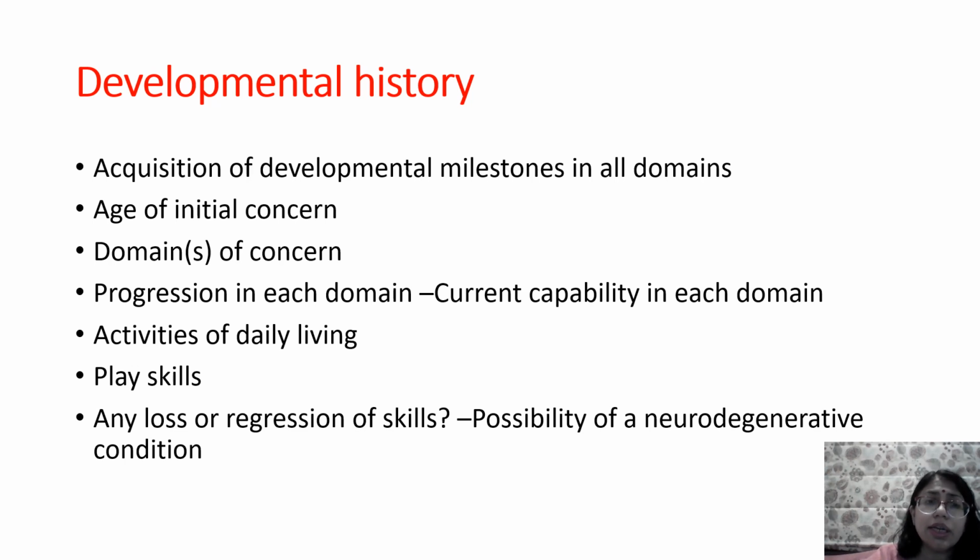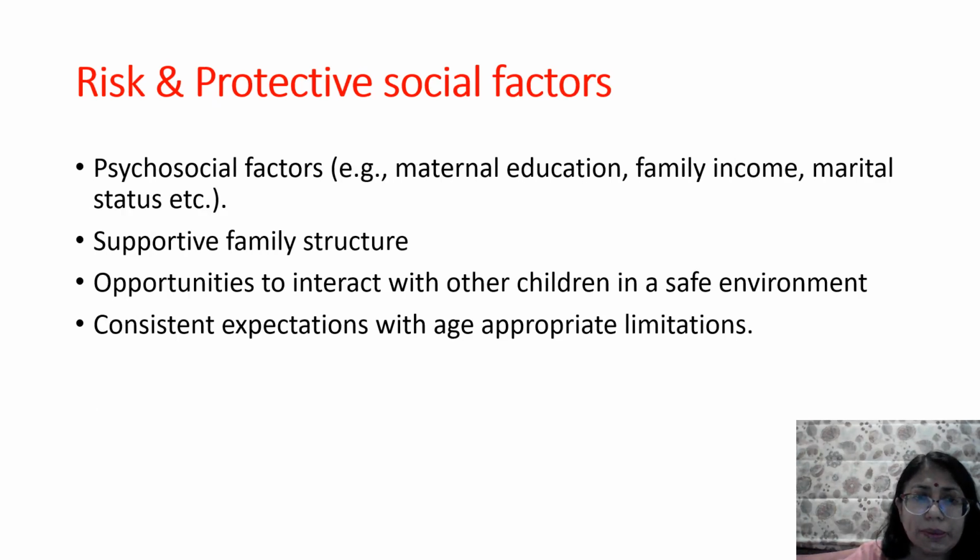We ask about the age of initial concern, what was the progression, what was the current capability, and thus we ask for each of the domains. Then we also ask what are the activities of daily living like, how are the play skills, and very importantly we ask about any loss or regression of skills.